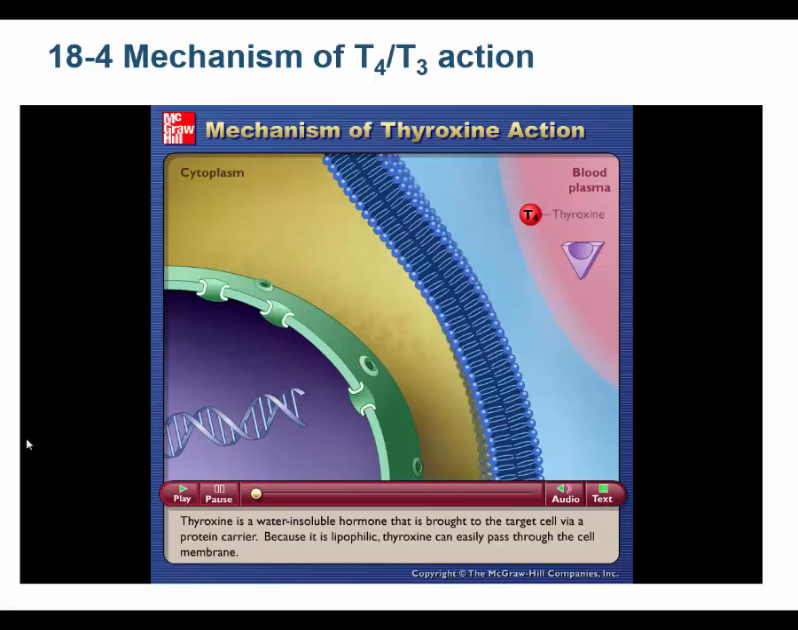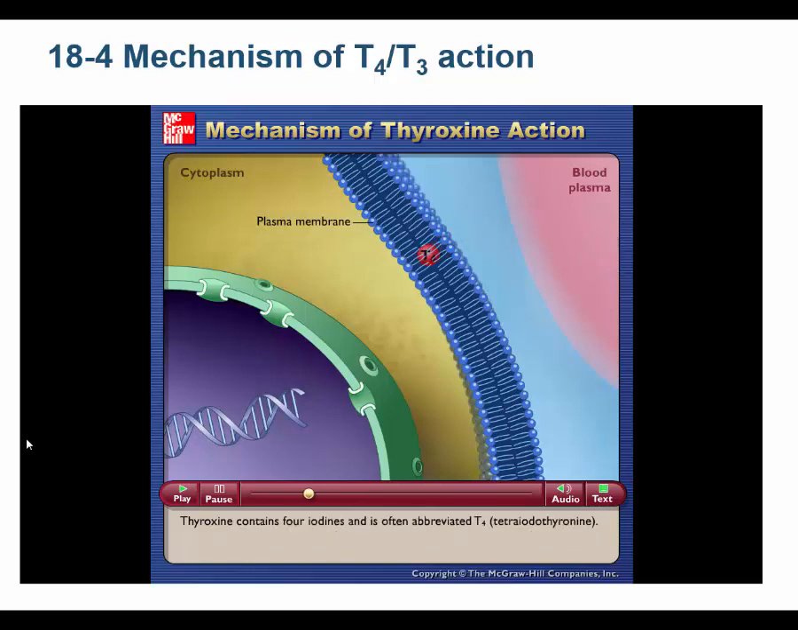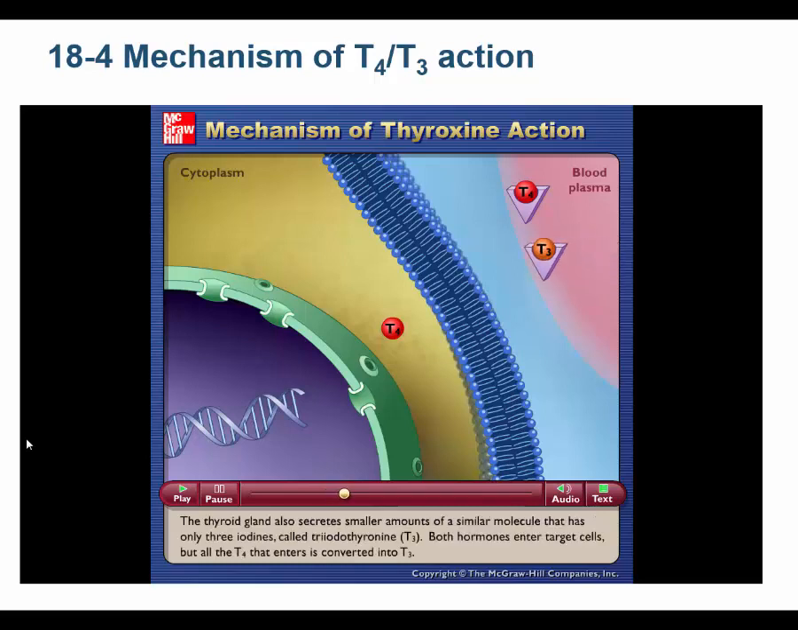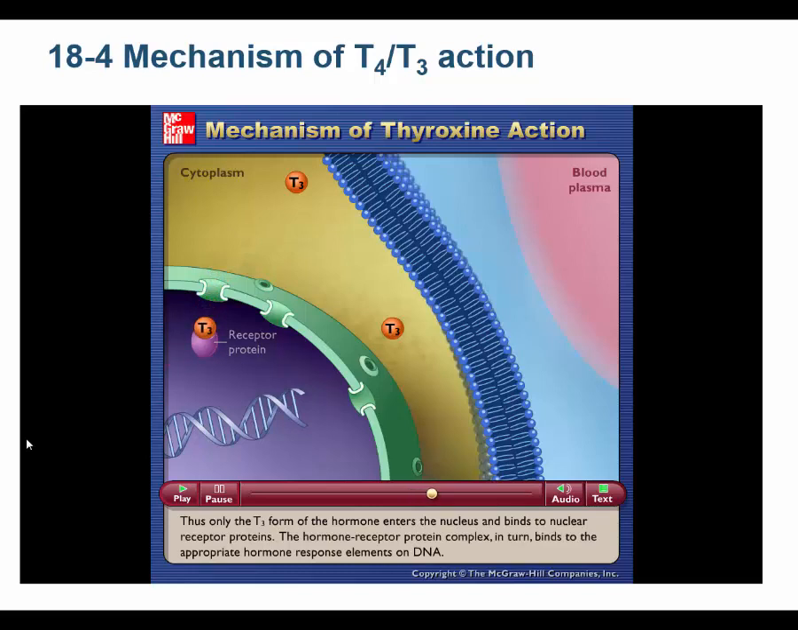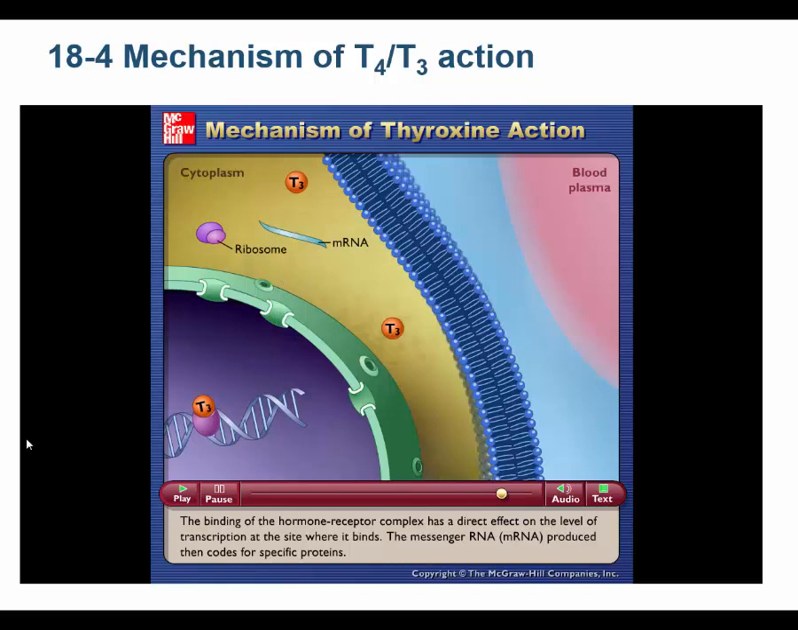All right, so here we go. Thyroxine is a water-insoluble hormone that is brought to the target cell via a protein carrier. Because it is lipophilic, thyroxine can easily pass through the cell membrane. Thyroxine contains 4 iodines and is often abbreviated T4, tetraiodothyronine. The thyroid gland also secretes smaller amounts of a similar molecule that has only 3 iodines, called triiodothyronine, T3. Both hormones enter target cells, but all the T4 that enters is converted into T3. Thus, only the T3 form of the hormone enters the nucleus and binds to nuclear receptor proteins. The hormone receptor protein complex, in turn, binds to the appropriate hormone response elements on DNA. The binding of the hormone receptor complex has a direct effect on the level of transcription at the site where it binds. The messenger RNA, mRNA, produced then codes for specific proteins.